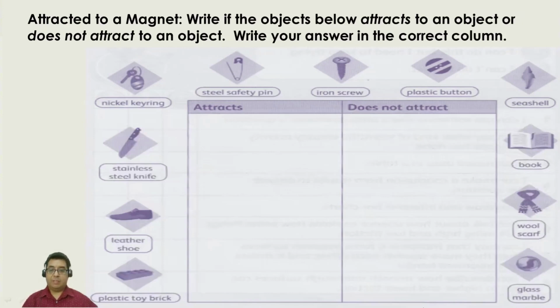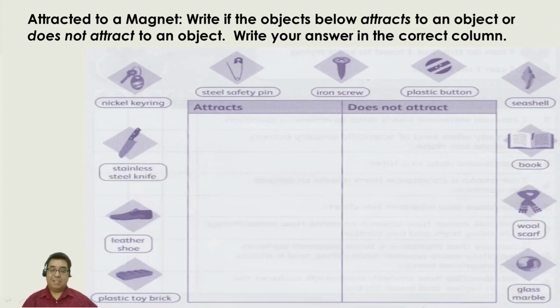Let's look at these examples here and put them in the correct category. You're going to look at what these are and tell me whether they are going to be in the attracts category or does not attract category. If you want to take a pencil out and write them down, go ahead and pause this video and then we'll go over the answers.